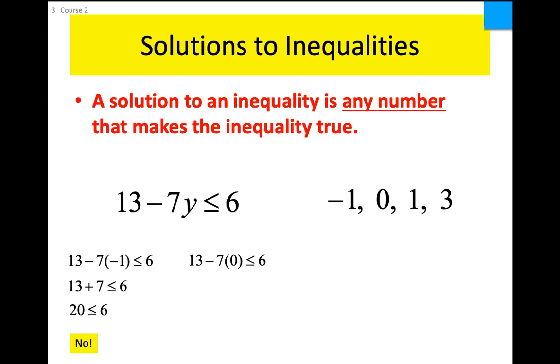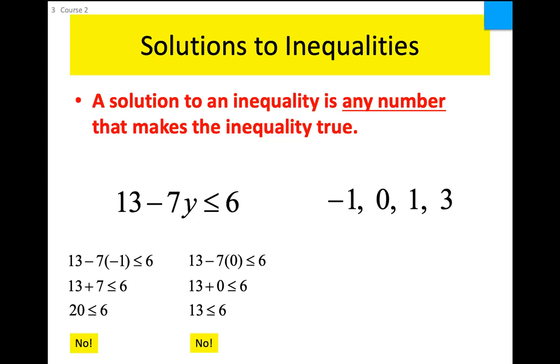Tell me what to do. All right. -7 times 0 is 0. So when we're... Yeah, but 13. Talk me through. 13 is less than or equal to 6? No, which is a no. All right, so it looks like they're all going to be no.